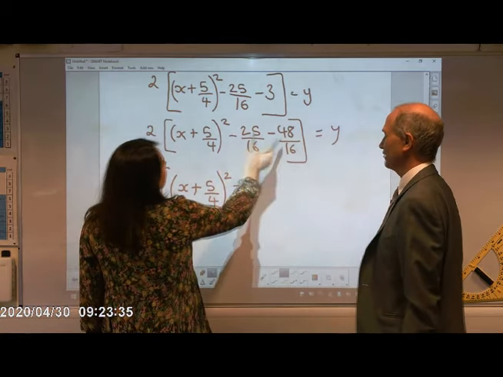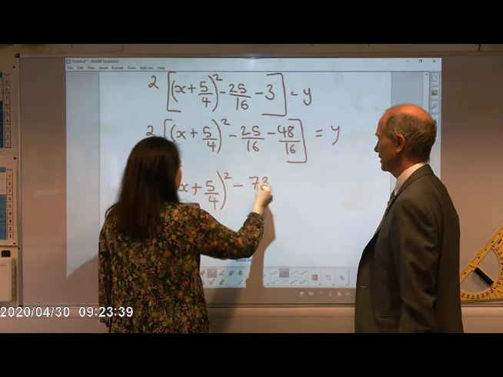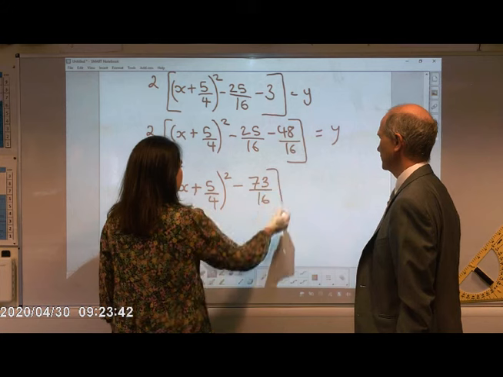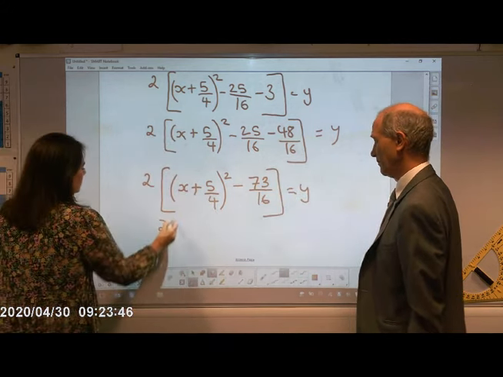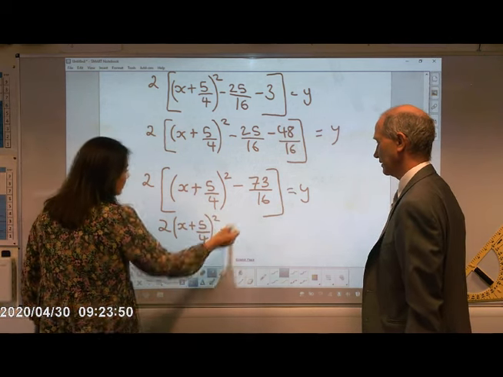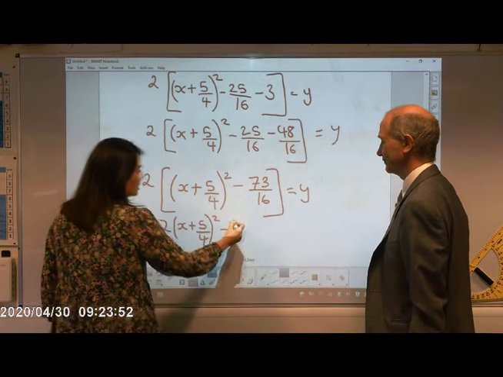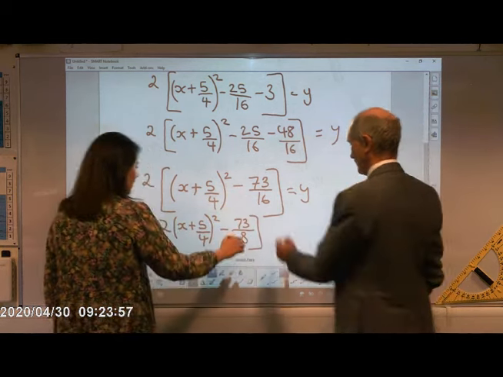So -25, -48. Is 73? Yep. Good. Over 16. Glad I got that right. Then we just multiply it out. Which is nice and easy because again we've got that fraction. And if it's over 16 and we times by 2, it's just going to be over 8. So all those fractions, I don't need that bracket.